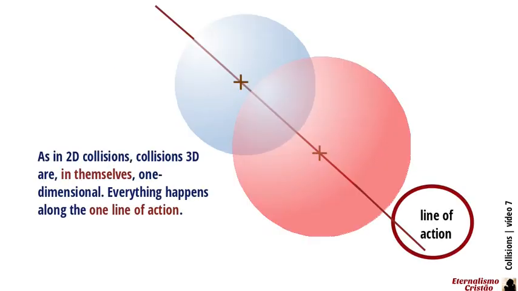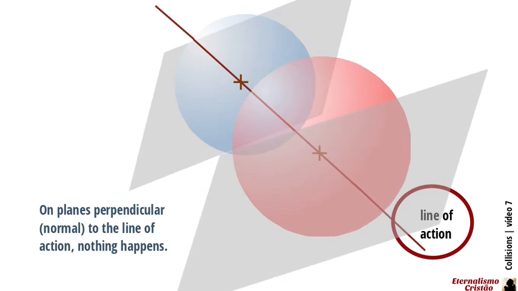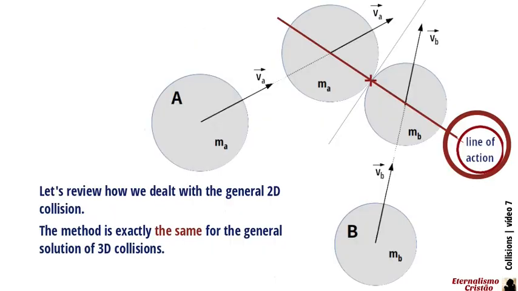As in 2D collisions, 3D collisions are, in themselves, one-dimensional. Everything happens along the one line of action. On planes perpendicular to the line of action, nothing happens. Let's review how we dealt with the general 2D collision. The method will be exactly the same for the general solution of 3D collisions.